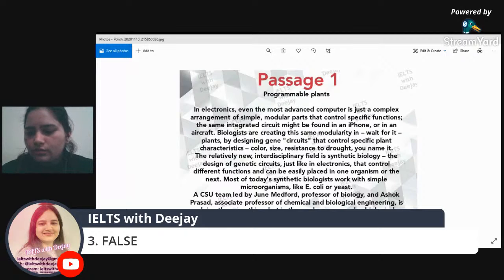And I don't know how to delete it. Okay, now I have removed it. Just check. True, not given, and false. These are the answers. So should we move to the second exercise?